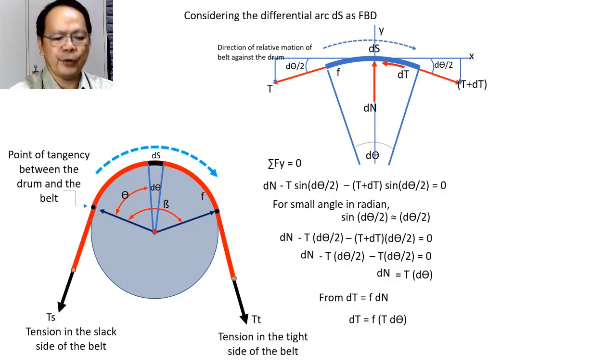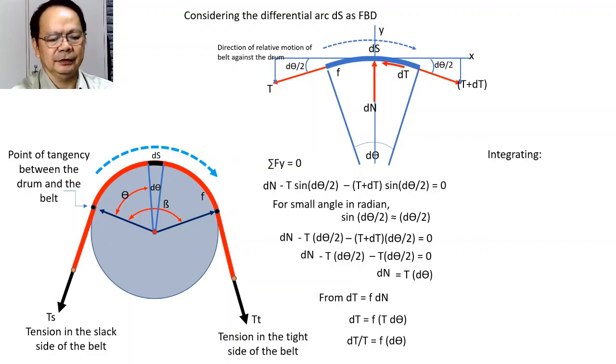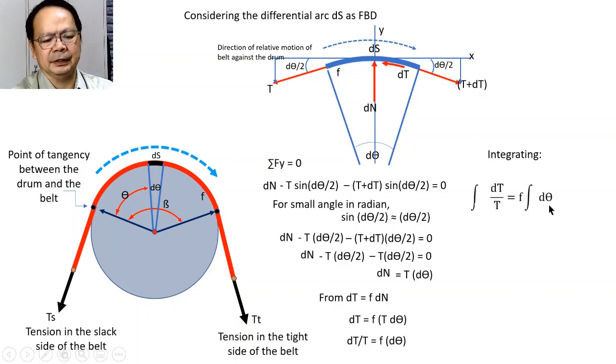If both sides of the equation are divided by T, the equation becomes a differential equation, dT over T equal to f multiplied by d theta. Now, if this differential equation is integrated, it becomes the integral of dT over T equal to f multiplied by the integral of d theta. And how are we going to integrate it? We integrate it with the limits of T from the side.